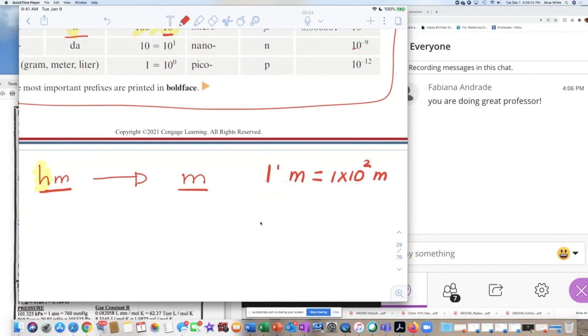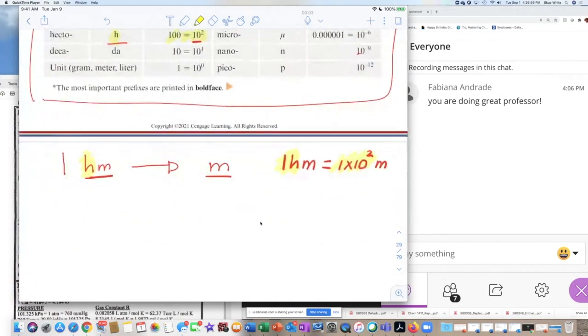Okay? So once again, I am just writing an equality to define what H is. This is my equality. I got this from the table. Now that I have my equality, I can use my equality to perform my conversion. So I write 1 hm.